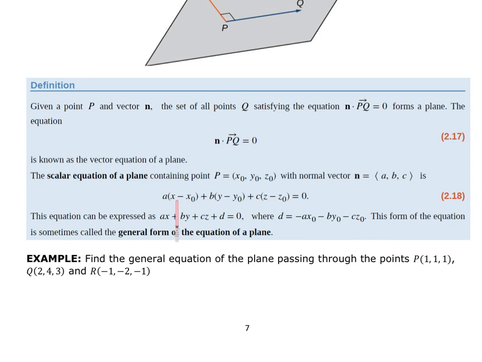This is where we start to see equations like we're familiar with, 2x minus 3y plus 2z is equal to 5. Okay, that's where this is coming from. Now this is the scalar equation of a plane, and the general form of a plane is ax plus by plus cz plus d is equal to 0.